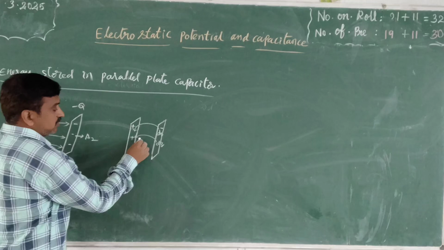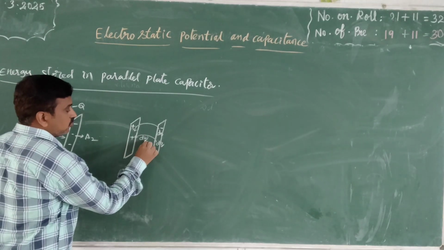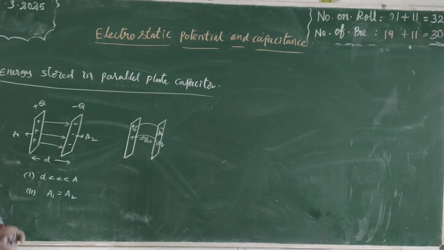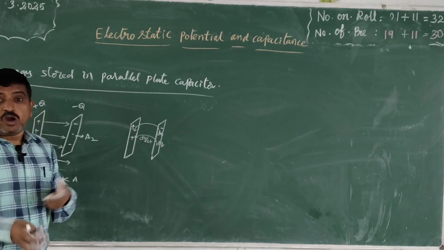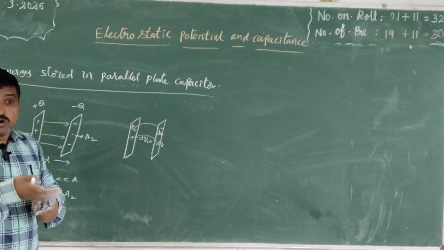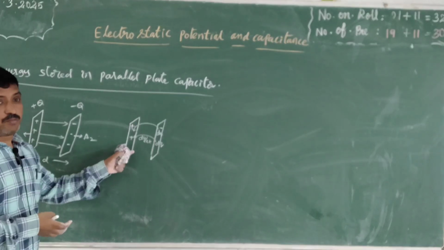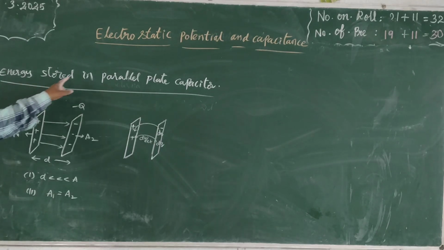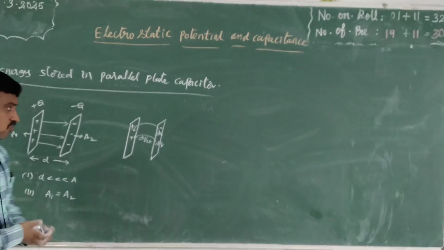So we can say that dW means work done by an external agent. We have to do some work against this field. That work will be stored in the capacitor in the form of energy, which we call the energy stored in the parallel plate capacitor. Initially no work is done. Why? Because no charge is there.